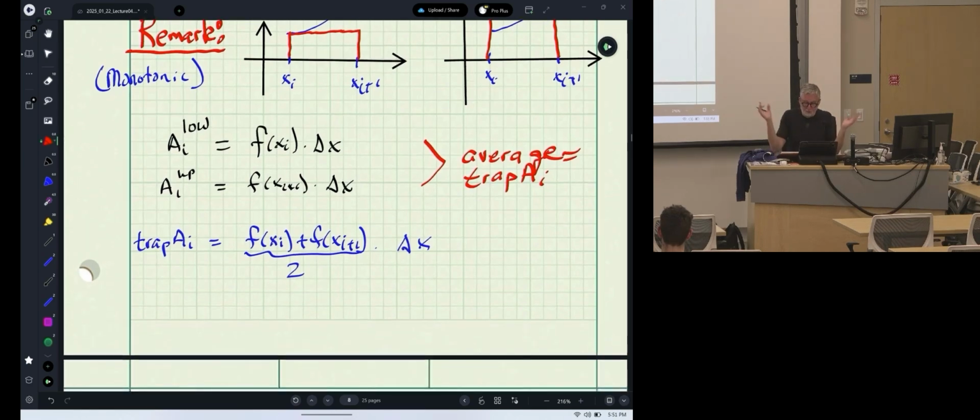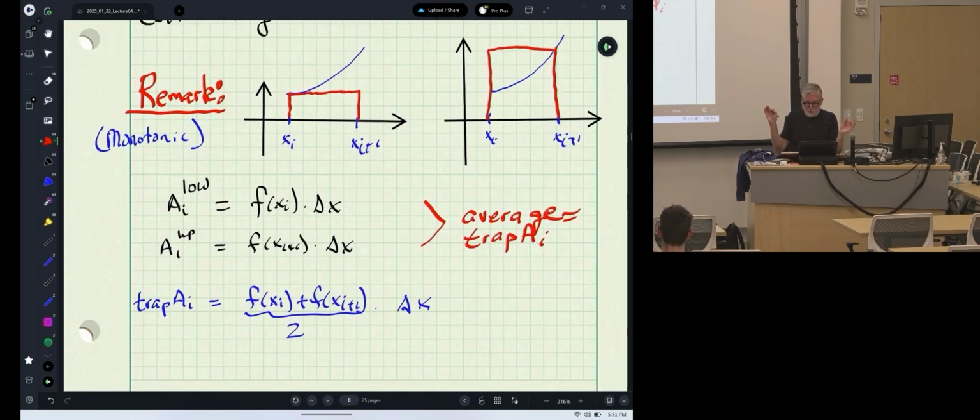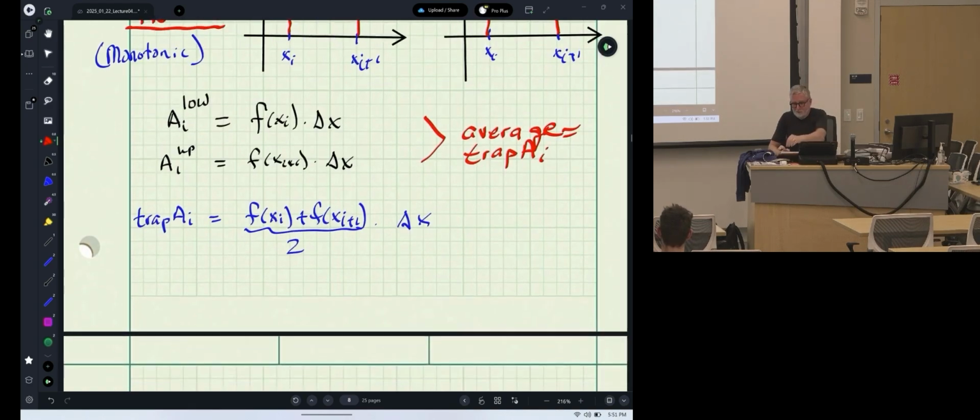And so trapezoidal, you can do it all in one thing, or you can just take the average of the lower and upper sums, and when they look almost the same, there's a reason for it. It's just the average. Cool.